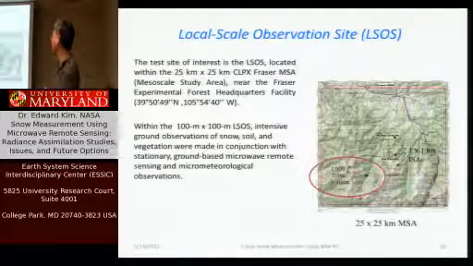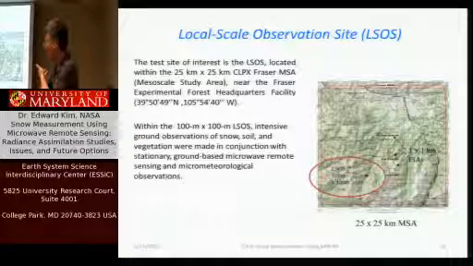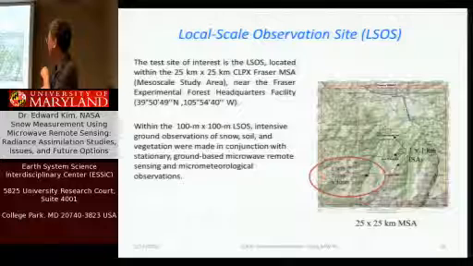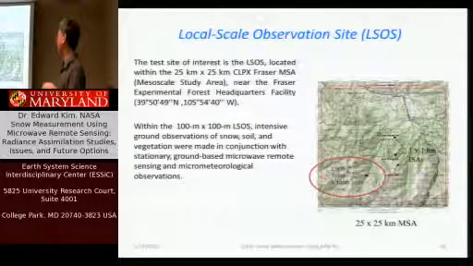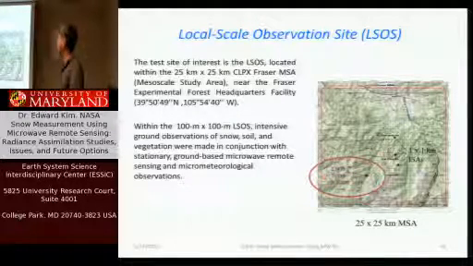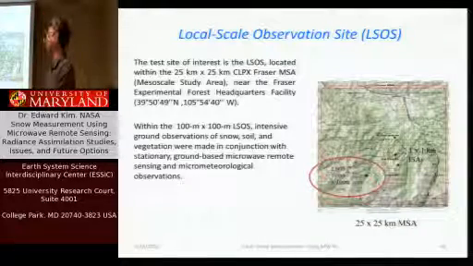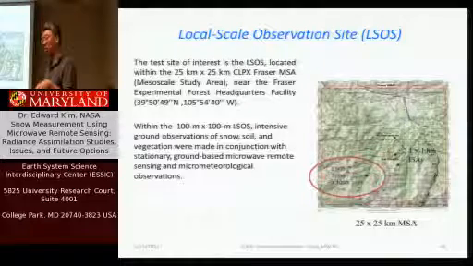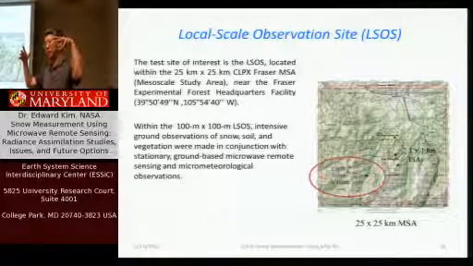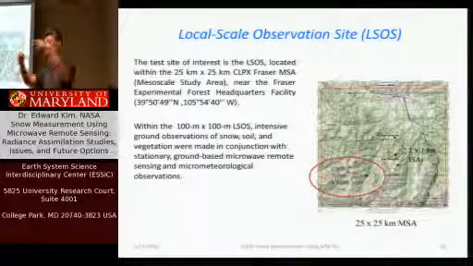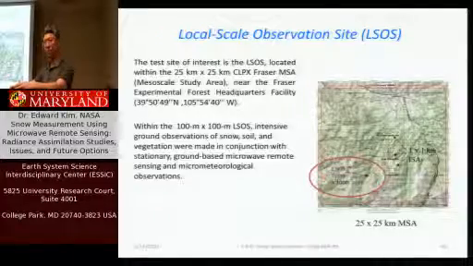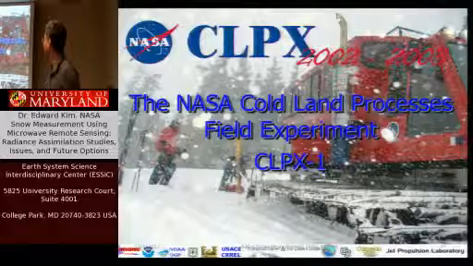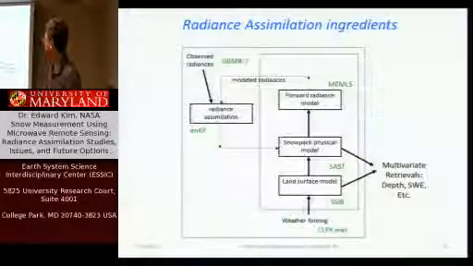And so forth. So we used data from, again, this cold land processing experiment back in 2002, 2003, and we focused on one particular point location called the local scale observation site, because at that location, that was the only location where we had coincident microwave observations with the detailed snow ground truth. And there's a pretty picture from the overall experiment.